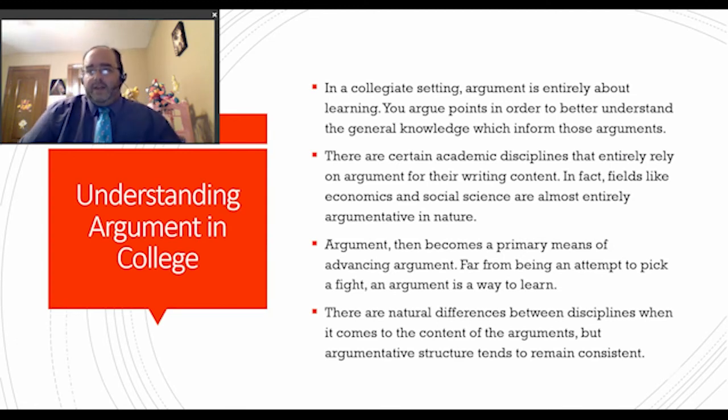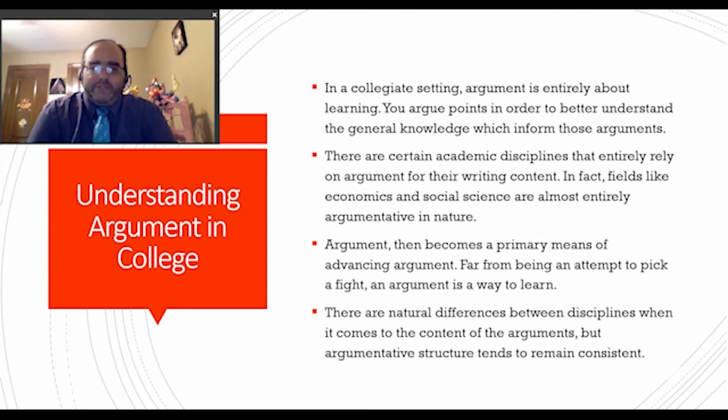There's a lot of dispute that goes on in regards to these topics. So argument then becomes a primary means of advancing knowledge. Far from being an attempt to pick a fight, an argument is a way to learn. Argument is not there for the sake of having a fight. The argument is there for engaging with the topic, engaging with the subject matter, learning more about that subject matter, understanding it better.